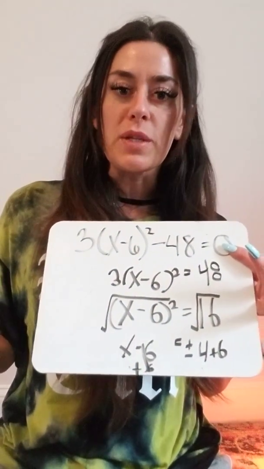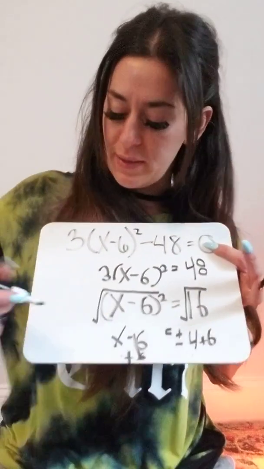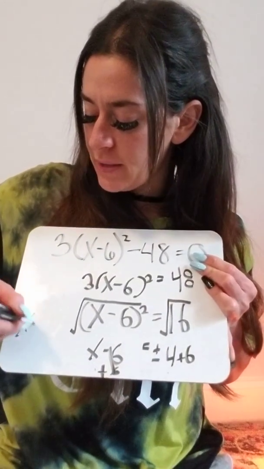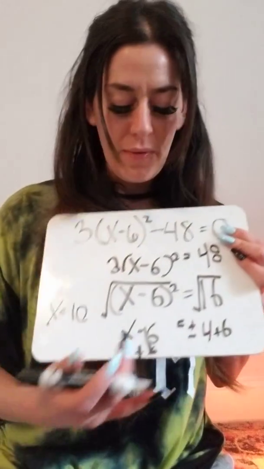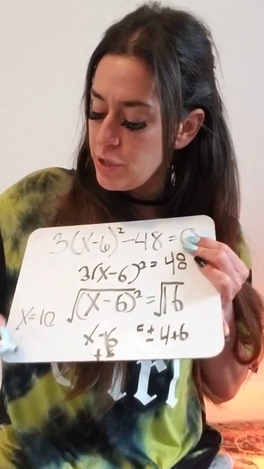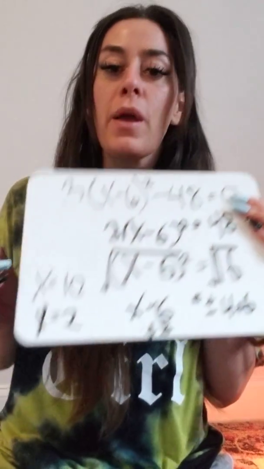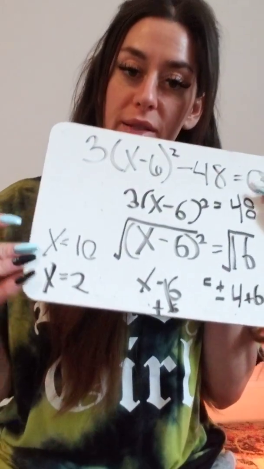Now, we can always break that down. x equals positive 4 plus 6 is 10. So x can equal 10. x equals negative 4 plus 6. Negative 4 plus 6 is 2. x equals 2. Those are the 2 places where I cross the x-axis.